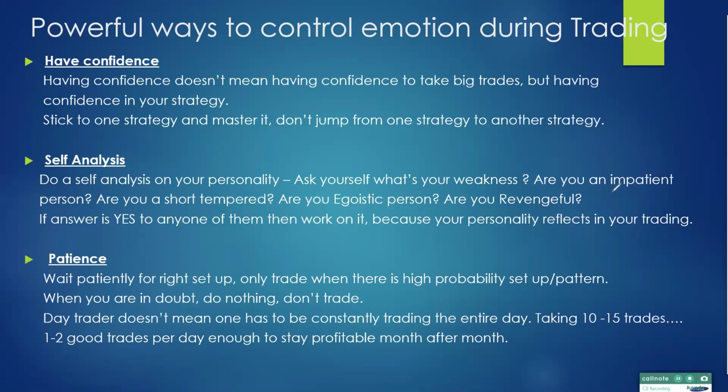If you are an impatient person, you will suffer from FOMO. If you are a short-tempered person, you will get into overtrading or revenge trading. If you are an egoistic person, you will never accept your losses or stop losses. You will keep fighting with the market to prove that you are right and the market is wrong.